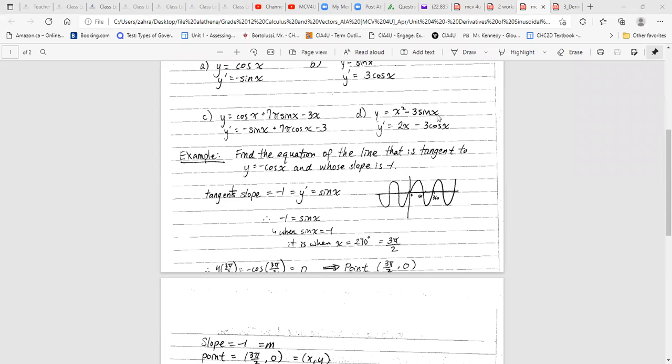So x squared minus 3 sine x, derivative of the x power 2 is power in front, power minus 1 is 2x. 3 sine x, the derivative of sine is simply cosine. You just need to keep negative 3 in front.